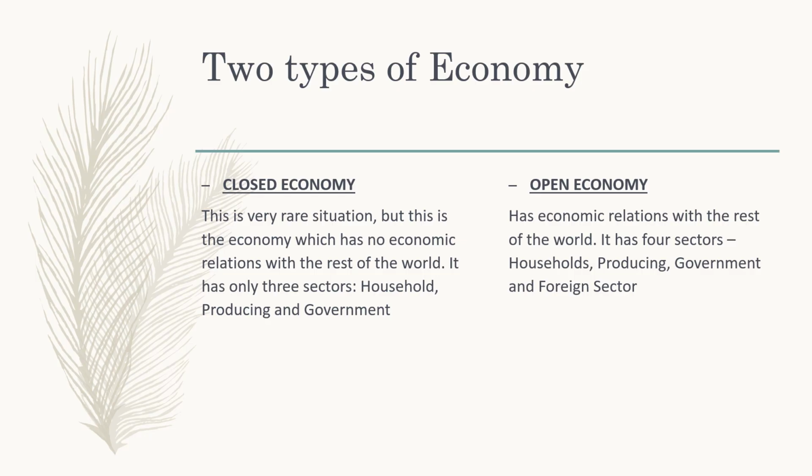A closed economy is a rare situation, but this economy has no economic relation with the rest of the world. It has three sectors only: household, producing, and government. So which sector is missing? The foreign sector is missing over there because they don't deal with the foreign sector. Then we have the open economy. In this economy, there are economic relations with the rest of the world. So they have all the four sectors: household, producing, government, and foreign sector.